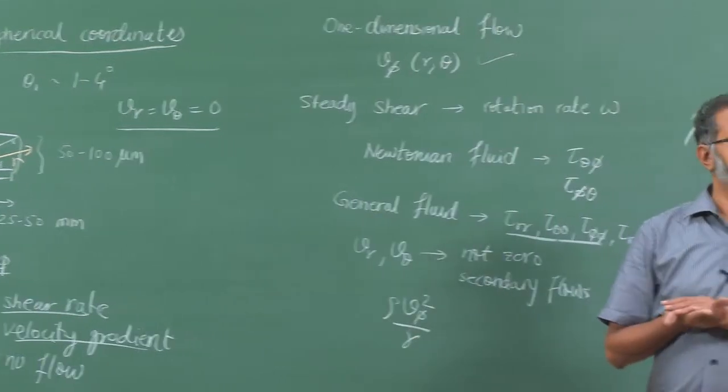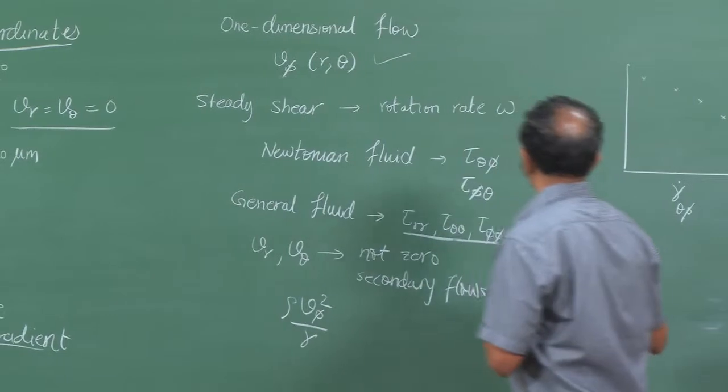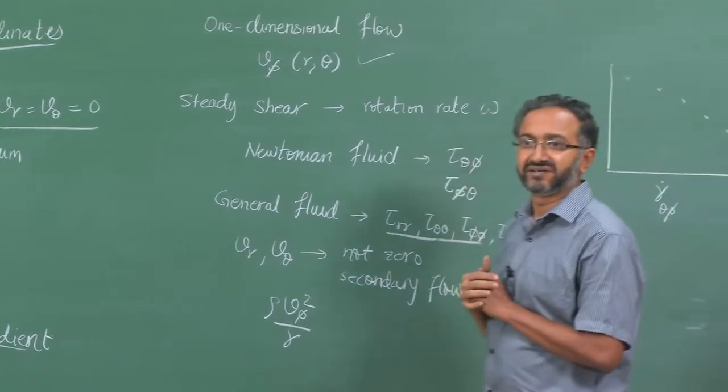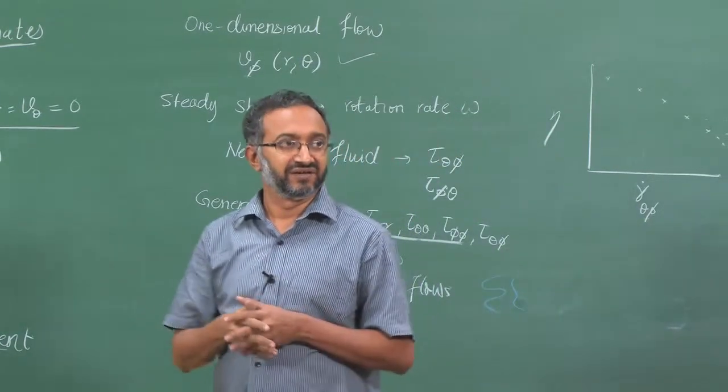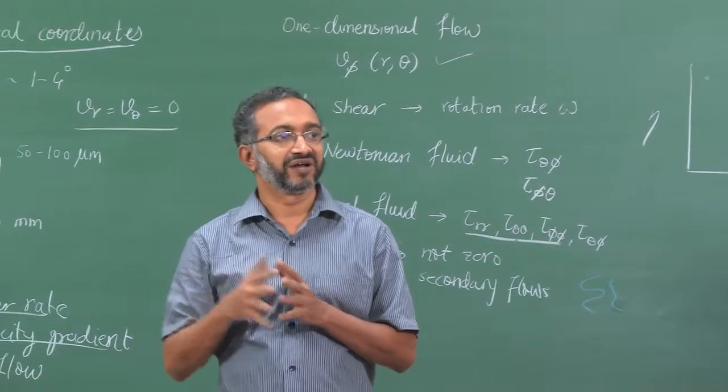and so does this really happen? For example, we are saying that cone is rotating with some velocity omega, right, rotation rate. Is the cone rotating, or does the cone take some finite time before it comes to rotation rate of omega?